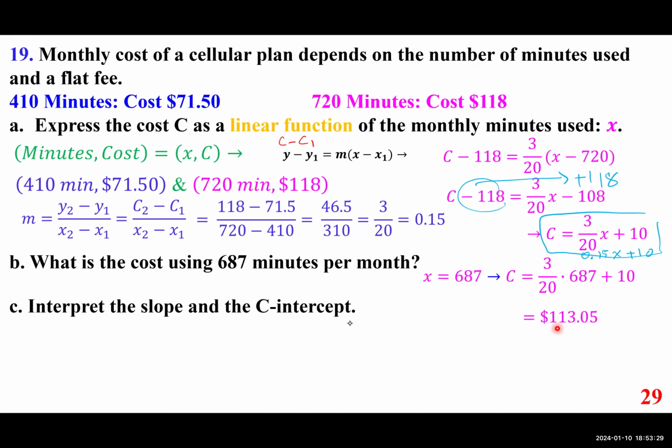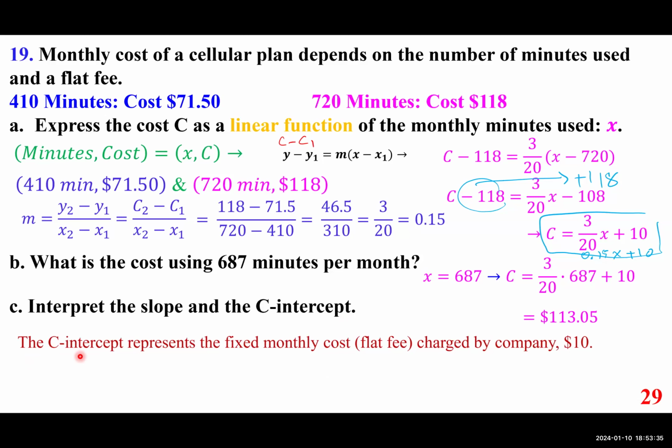Interpretation of the slope and the c-intercept, the y-intercept, now we call it the c-intercept. The c-intercept represents the fixed monthly cost, flat fee charged by company, $10, meaning whether we use the phone, whether we use any minutes or not, it doesn't matter. We have to pay that. That's a fixed cost. So the y-intercept, in this case, the c-intercept is the fixed cost.